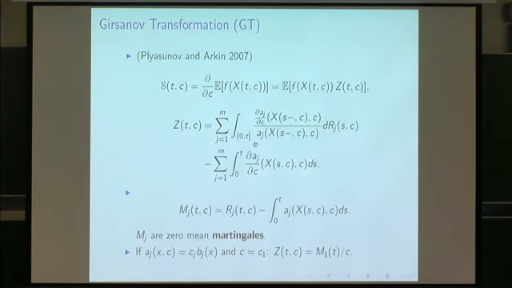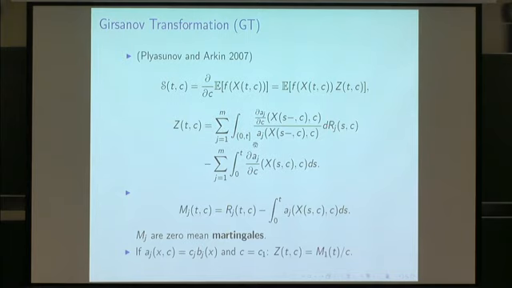The Girsanov transformation method, which I don't want to talk about how it's derived, was introduced in the context of chemical kinetics by Plyasunov and Arkin, and it involves computing this auxiliary process, which is given by this equation. It's easy to compute because this integral is really a sum. All you have to do is compute the partial derivative of the propensity and its ratio to the propensity itself.